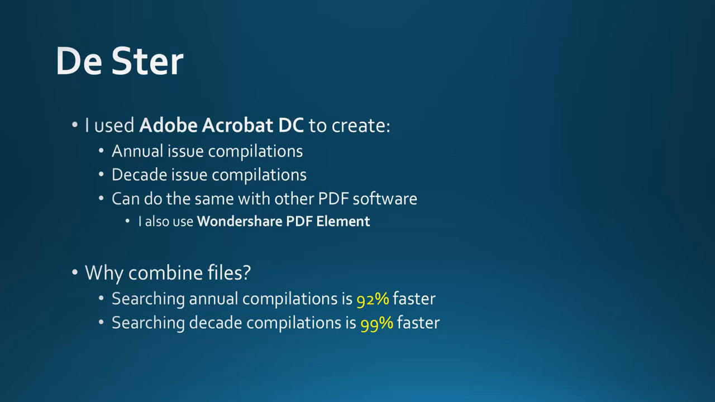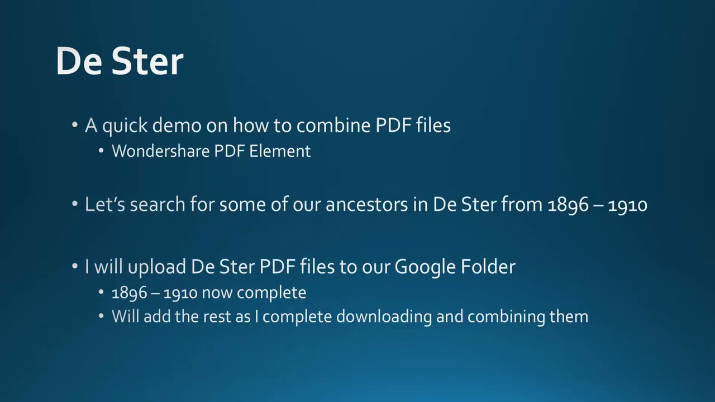There are a few different ways to do that, but any PDF program should allow you to do a text search and find the information you're looking for. So why do that? If you search an annual compilation, I found it's about 92% faster than searching individual issues. If you do a decade compilation with 240 issues in it, it's about 99% faster. Very, very fast to see if there's any information about your ancestors or about the area they lived, or any other subject you want to find. So with that, let's do a quick demo on this.